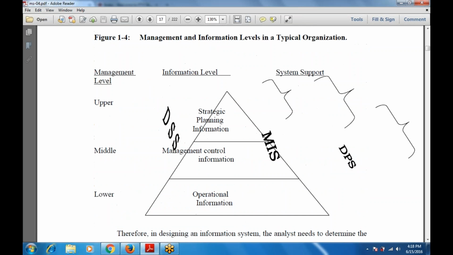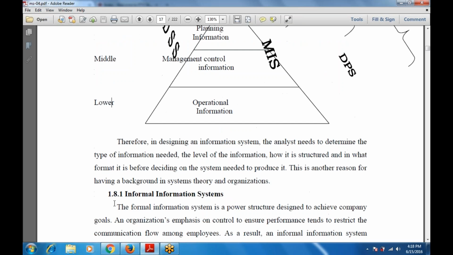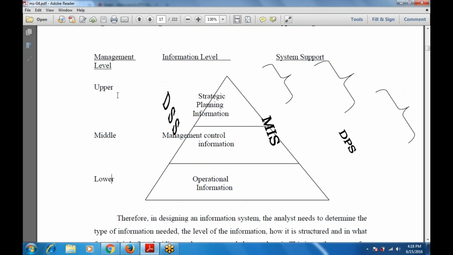So when we talk about this diagram, the first level is upper level management, which uses strategic information, and there is also a demand for computers at the upper level, middle level, as well as the lower level. That means a computer-based information system is required at all levels, whether upper level, middle level, or lower level.